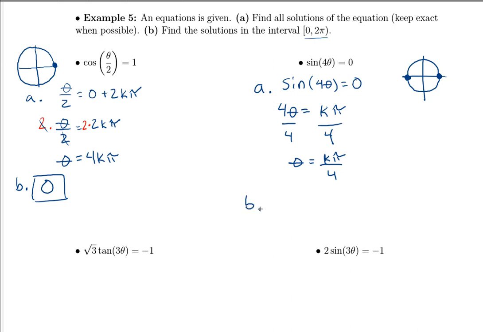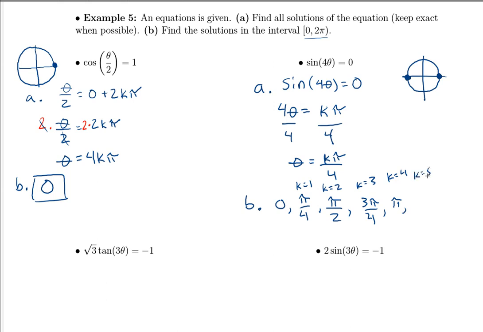But then part B asks me to list all the solutions between 0 and 2 pi. So I can just start plugging k values in. So k equals 0 is 0, k equals 1 is pi over 4. K equals 2 is 2 pi over 4, which is pi over 2. K equals 3 would be 3 pi over 4. K equals 4 would be 4 pi over 4, so pi.